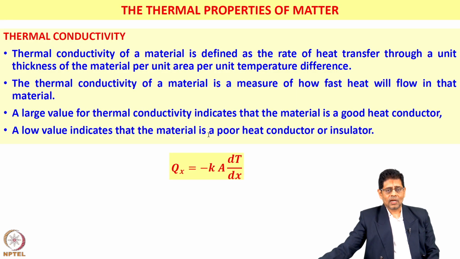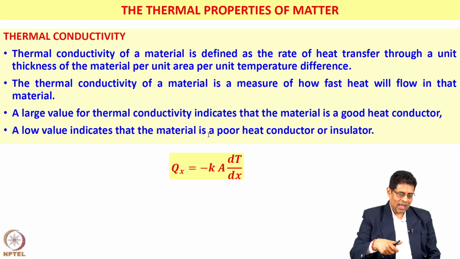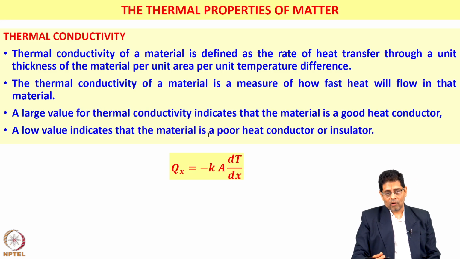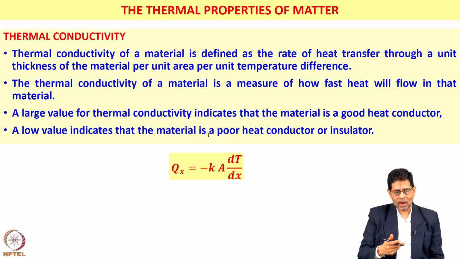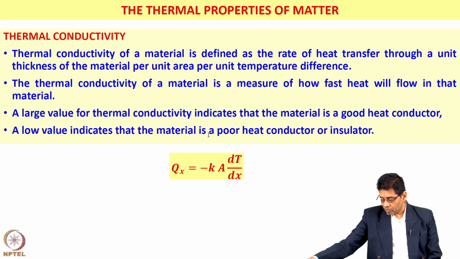Now, thermal conductivity is how fast heat will flow, and if heat flows fast, the body would be a good conductor. If it is slow, it will be called a poor conductor. Wood is typically a poor conductor. That is why the handles of several cooking utensils would be made of wood. A pan or something would have a wooden handle, or some kind of plastic which does not degrade with heat, that kind of handle would be there.